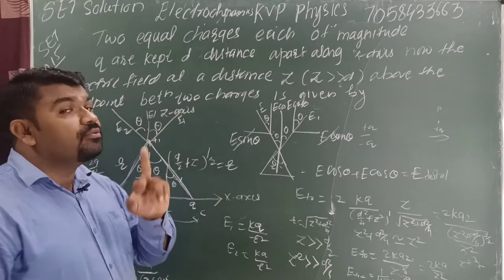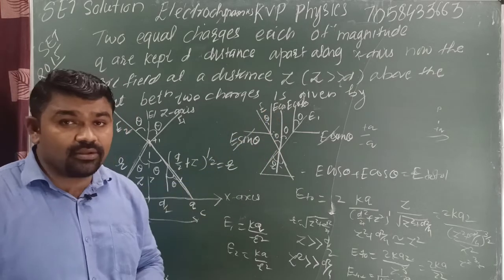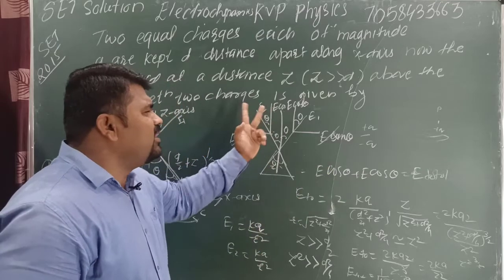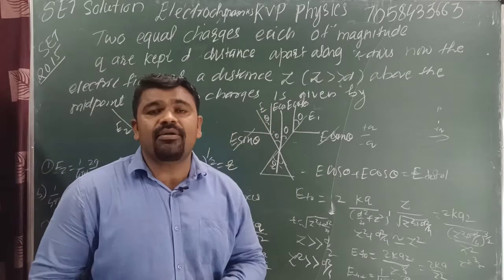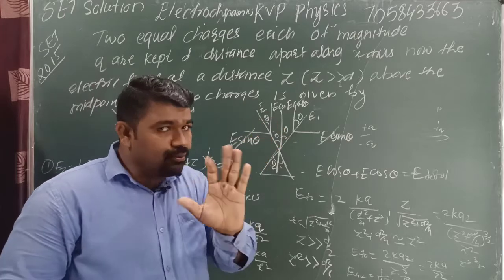We need to take 2 times. 2 times means this 2 component is survived. Hence we can take the 2. But if the system is continuous, here we are getting an infinite number of terms. At that time, don't take 2.